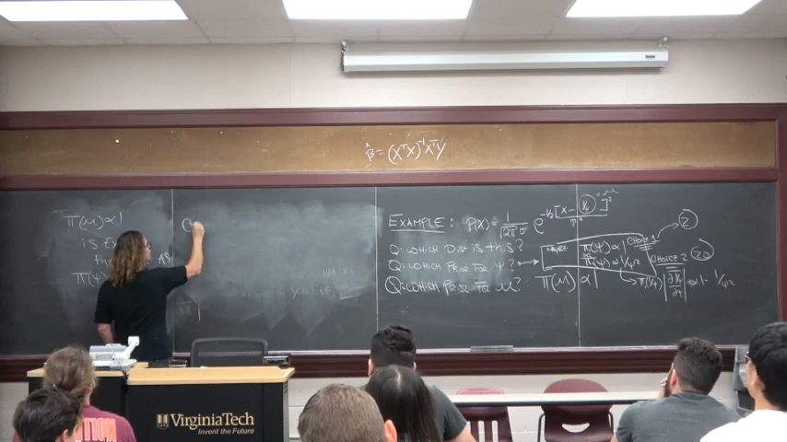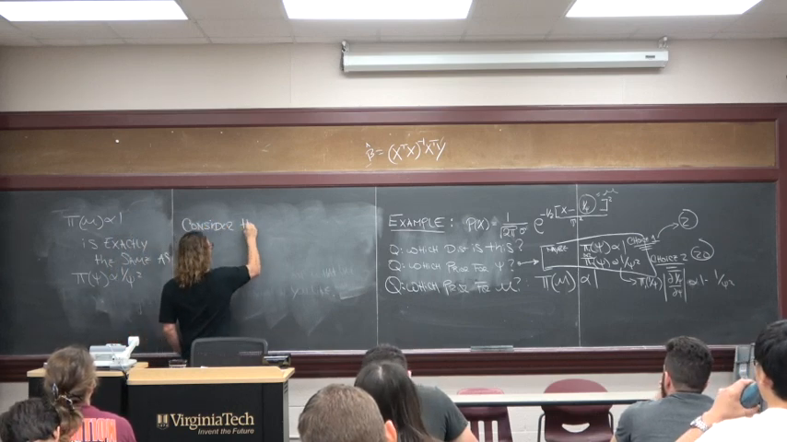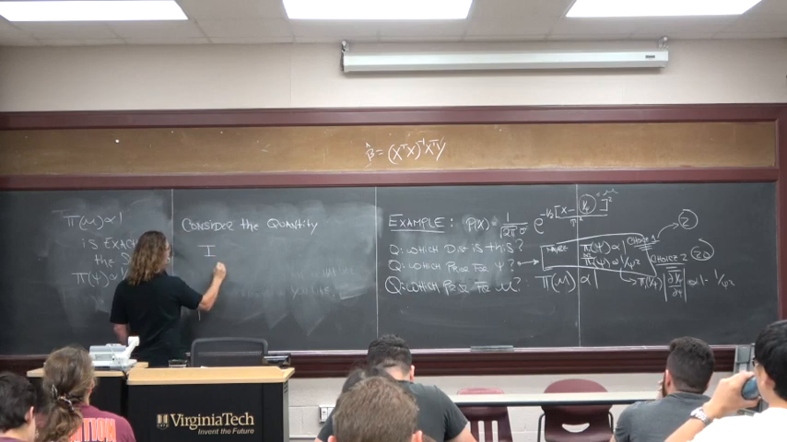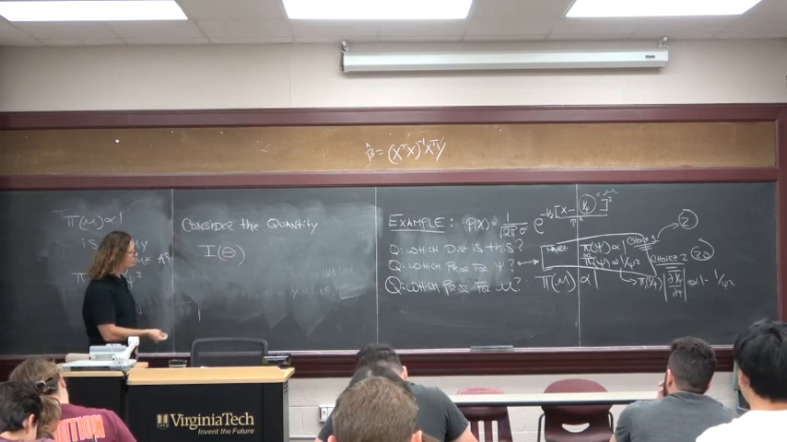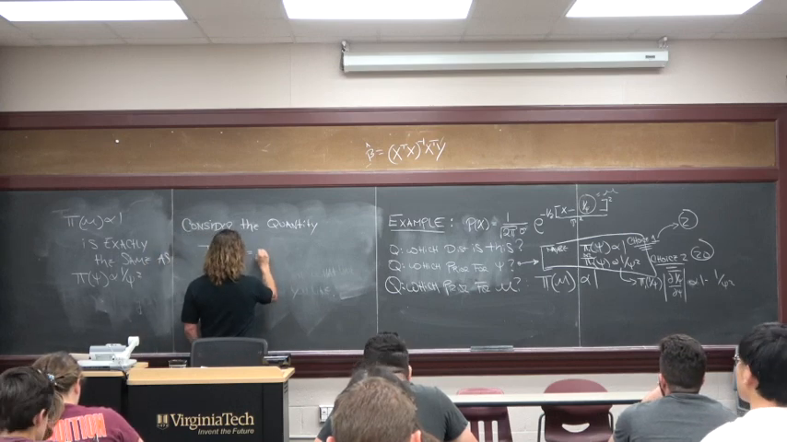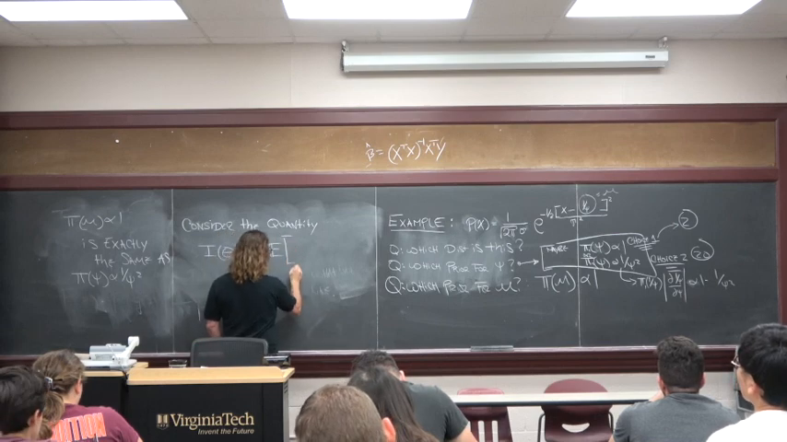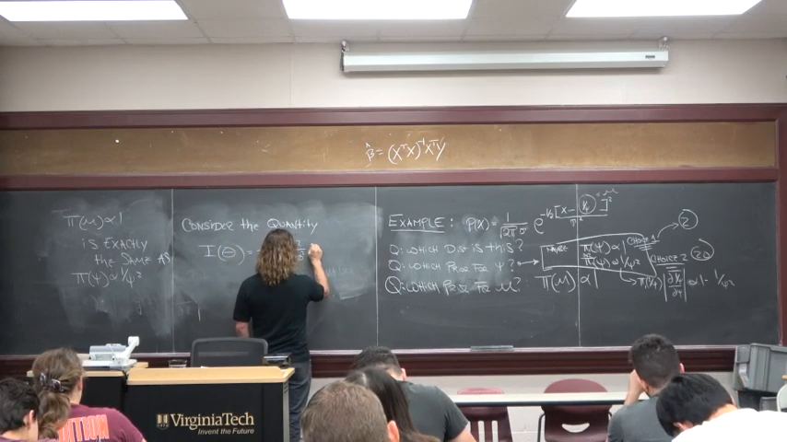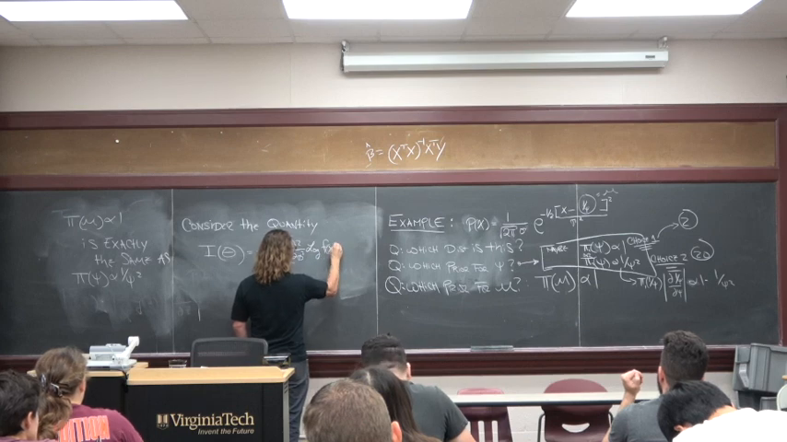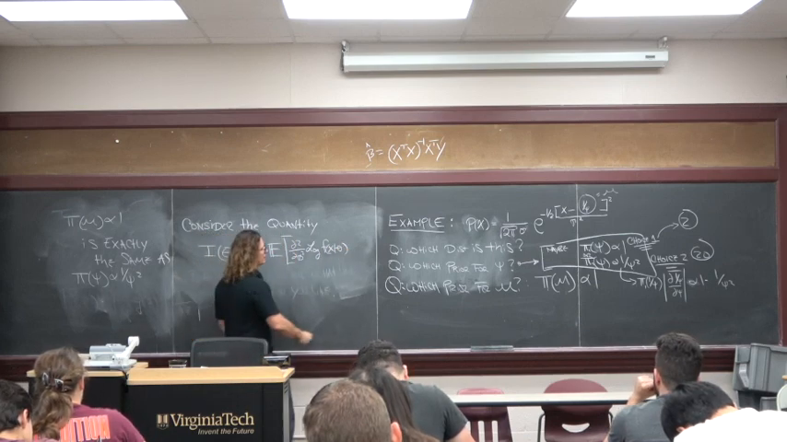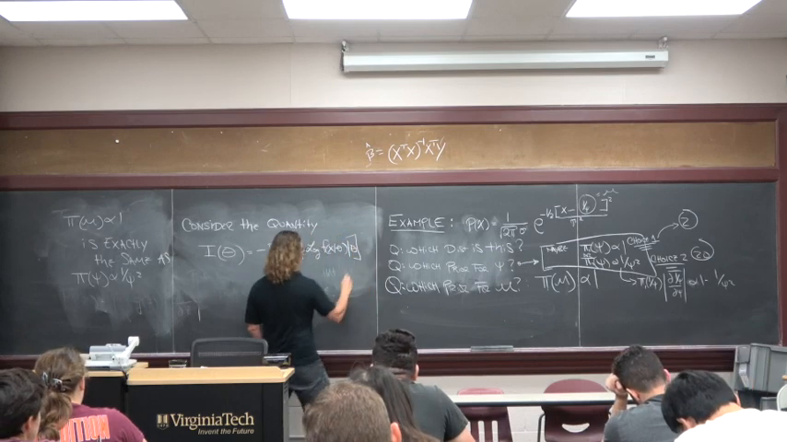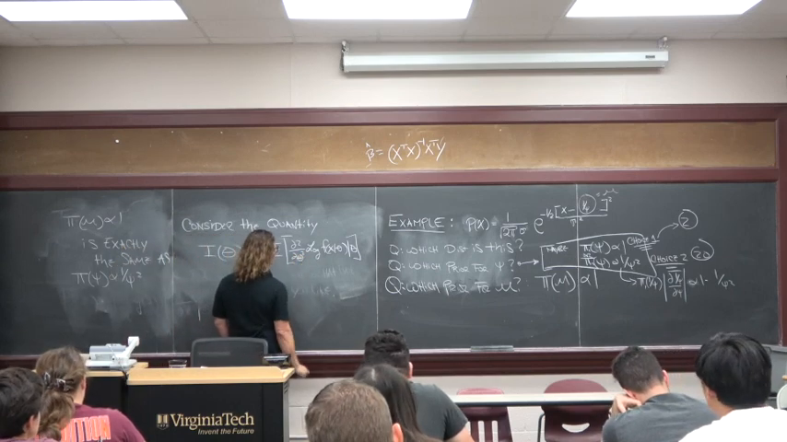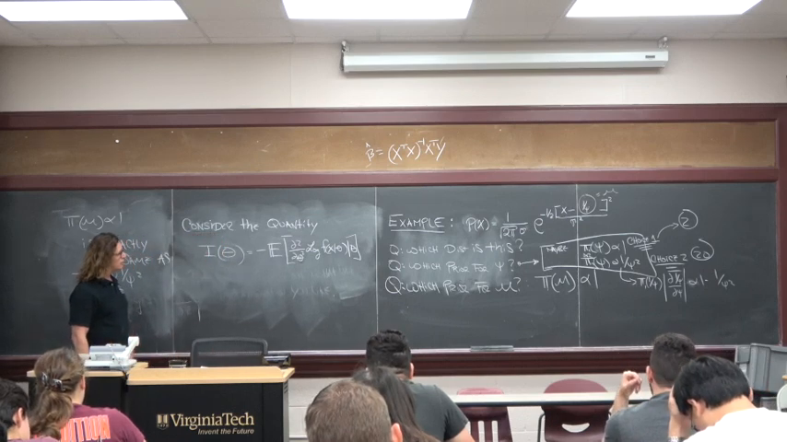Okay, consider the quantity. I'm going to write down I of theta. This is just some parameter. It is going to be equal to minus the expectation of the second derivative with respect to theta of the logarithm of the density function that contains theta. I'm going to say given theta, just to be real clear about all this. Let's just write it down like that.